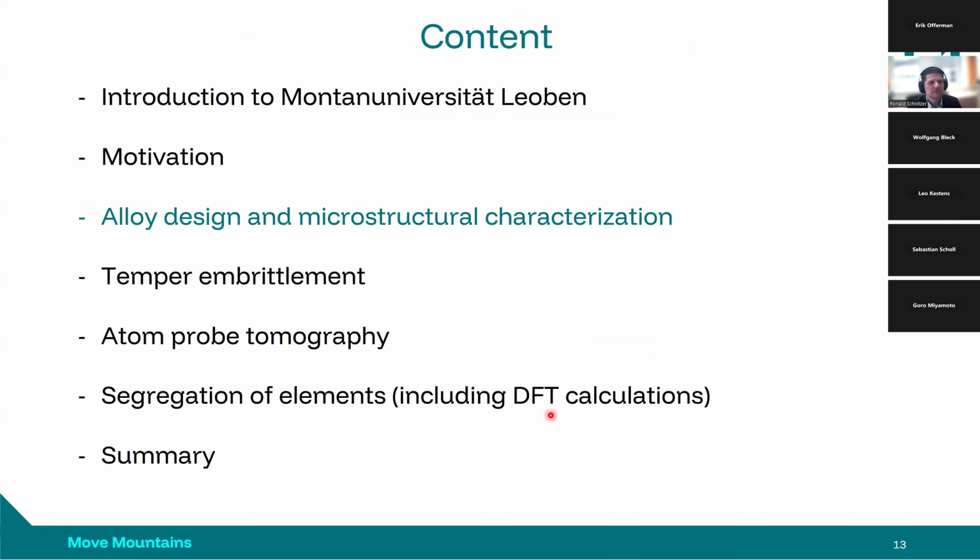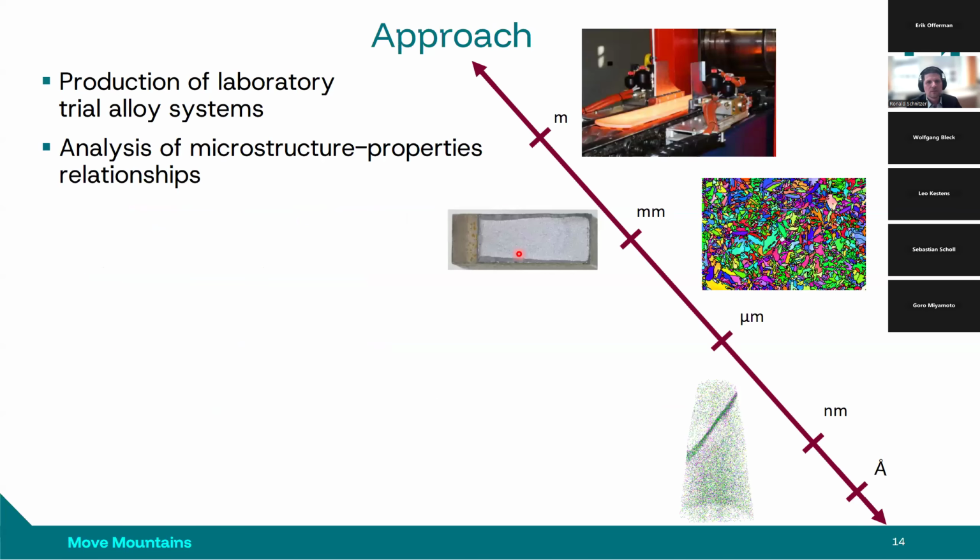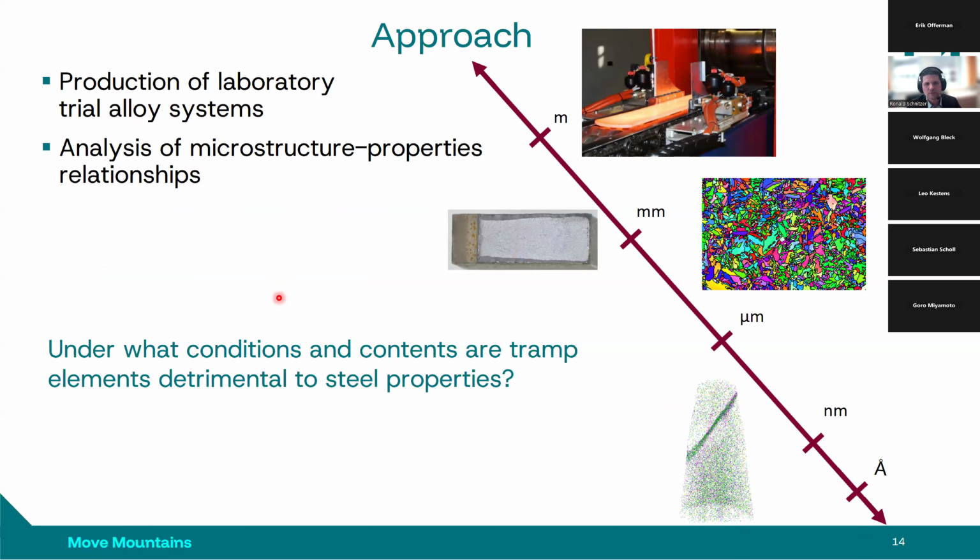Good. So with that introduction, I'd like to come to the next chapter, which is alloy design and microstructural characterization. What we normally do is laboratory trial alloy melts, then investigate the microstructure-property relationship, and try to answer under what conditions and contents the tramp elements can be critical for steel properties. And what we always aim for is a scale-bridging attempt.